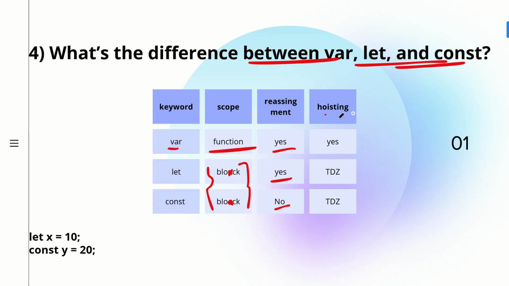Then we have hoisting. What is hoisting? Hoisting is nothing but moving the function declaration or the variable declaration to the top of their scope. With var, yes, hoisting is done and the variable is assigned the value undefined. Let and const, yes, they are also hoisted, but they are in the temporal dead zone. That is why they are not assigned any value like undefined or anything. You get a reference error whenever you try to access the variable before it is declared. So this is called hoisting.